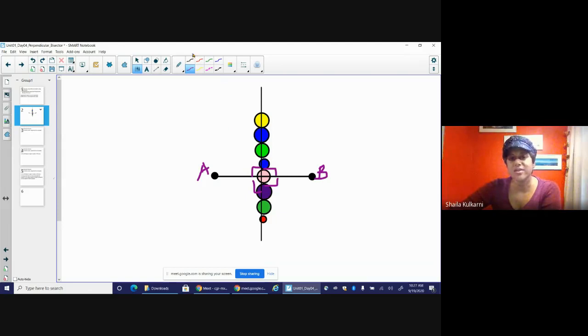Okay. The second thing that happens is it cuts this line in half. So we could put a little line right here. And if we label this little pink point right here, I'm going to label it M. AM and MB are the same length. So AM equals MB, or AM is congruent to MB, because it's the same shape and the same size.